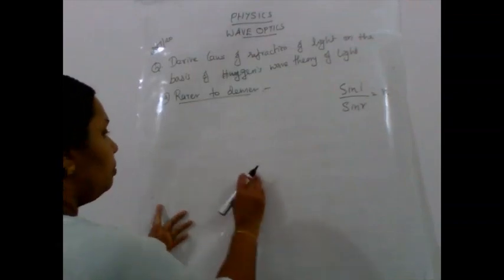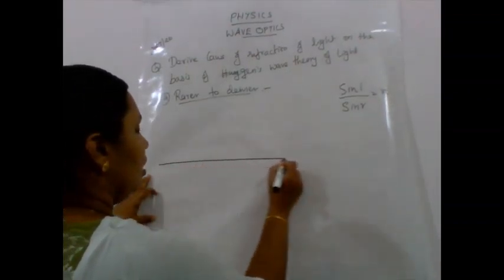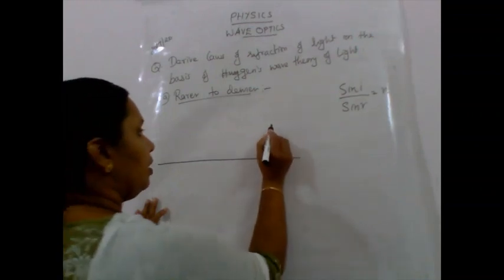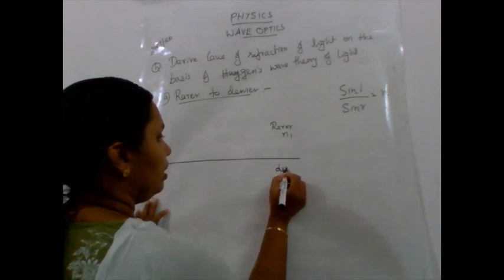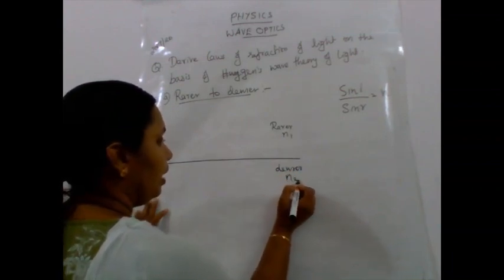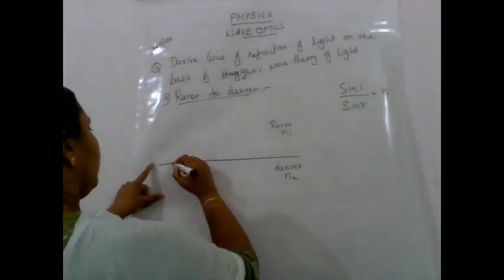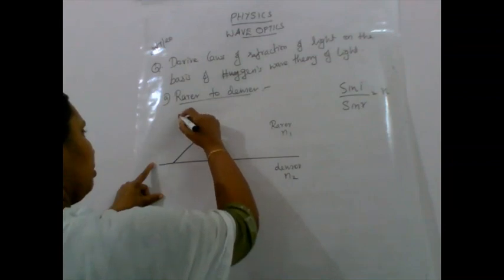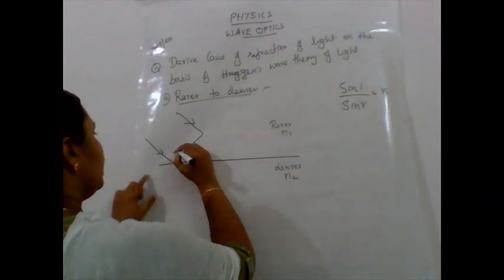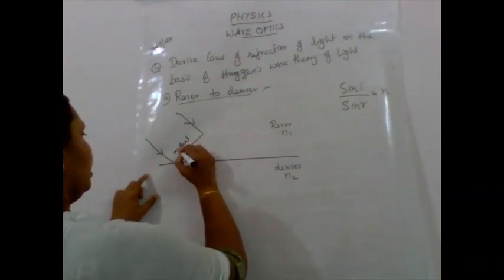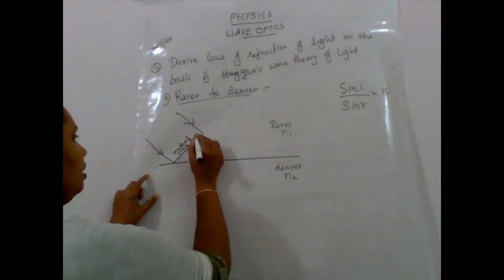So this is the separation. Okay, so here we can take this as the rarer medium of refractive index N1 and this as the denser medium of refractive index N2. Okay, so here the wavefront is coming, and that is a plane wavefront. It is coming from infinity. So this is the wavefront. Okay, you have to represent it like this. So this is the incident wavefront. We can name it as AB.